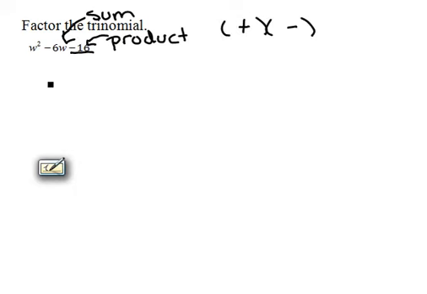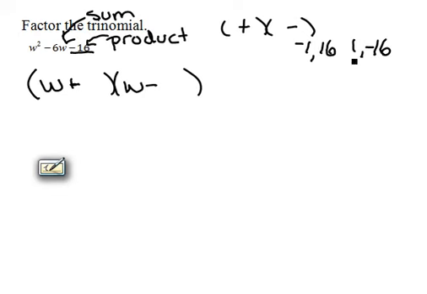So looking at this factorization, because it's w squared, I know my first terms of the binomials will be w times w. And I could also fill in this plus and this negative right away if I wanted to. Now, thinking of some factors of 16, I could have 1 and 16. Now, because they have to be opposites, it could be a negative 1 times positive 16 or 1 times negative 16. Other factors of 16 would be 2 and 8.